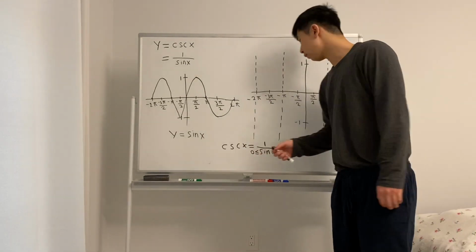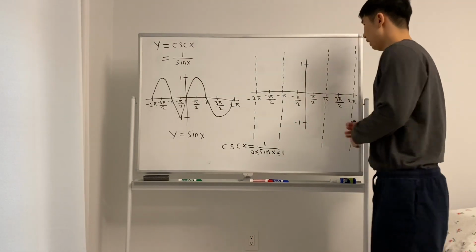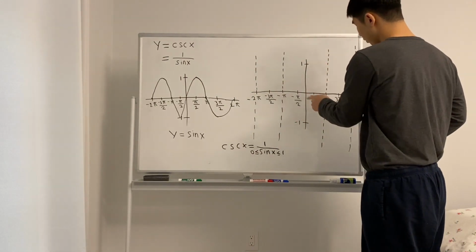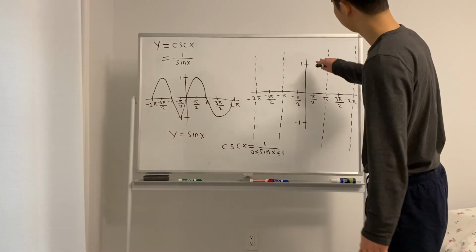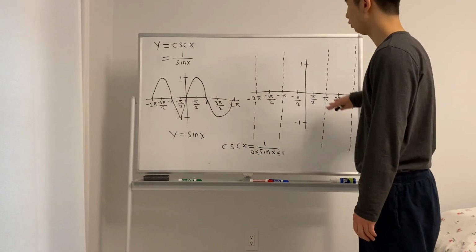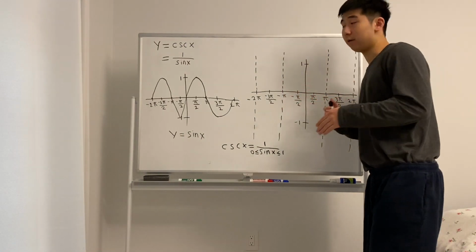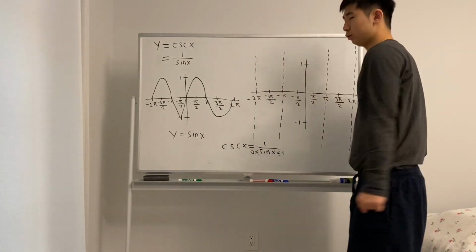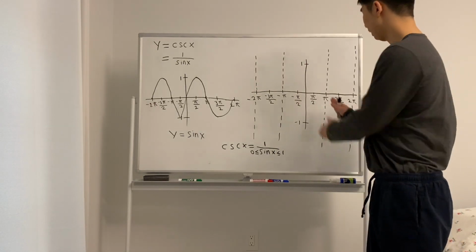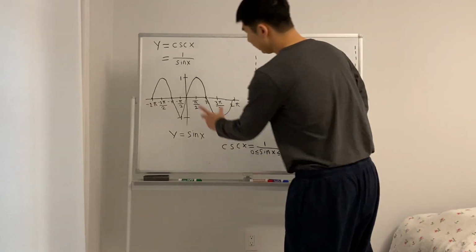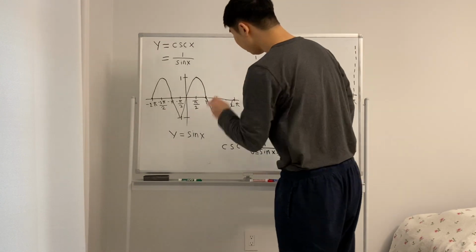Okay, so to start off, I'm only going to be looking at this interval here, from 0 to pi. Once we're able to graph the cosecant function in this interval, it should be easier to graph the rest of the function in the other intervals. If we're going to look at this interval, that means we're looking at the same interval on the sine graph.